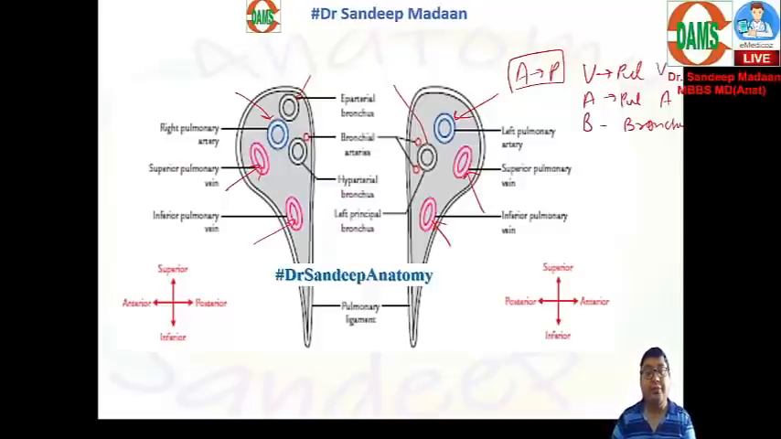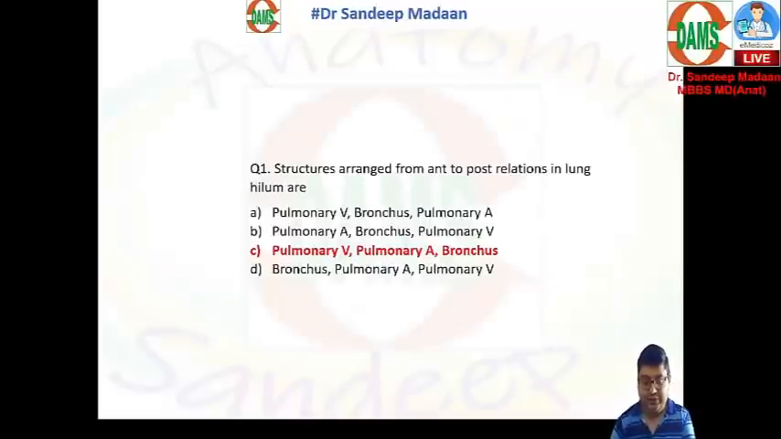But it is also surprising to note here on the left side, you will observe at this part you have a single bronchus, which is called the main bronchus of the left side, or left principal bronchus. So one bronchus but two bronchial arteries. But on the right side, two bronchi are visible but only one bronchial artery. So that is also one of the very important parts here. And so that is why the answer to this question will be C, pulmonary vein, artery and bronchus, because the relations were asked from anterior to posterior. Now that we have understood this, let us move on to the next question.